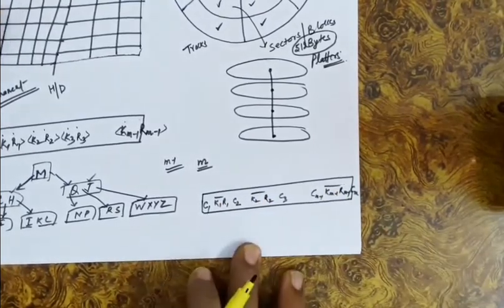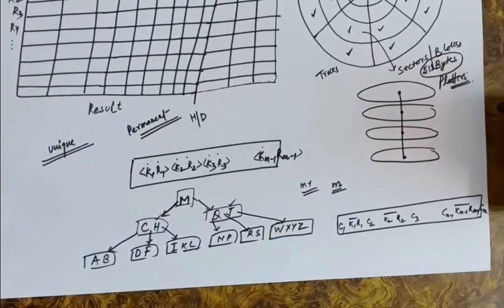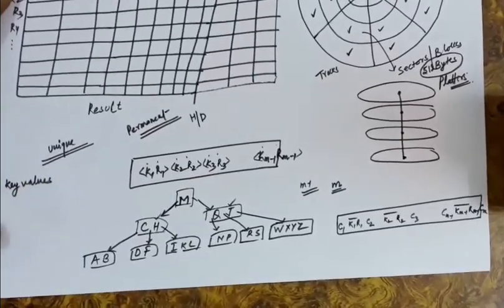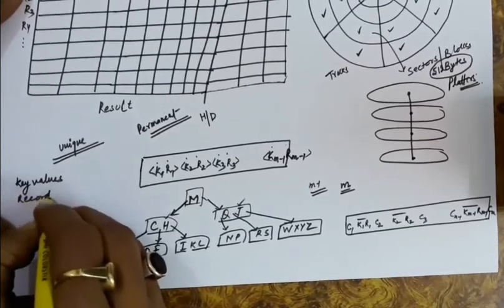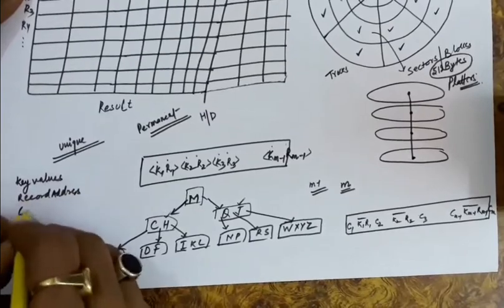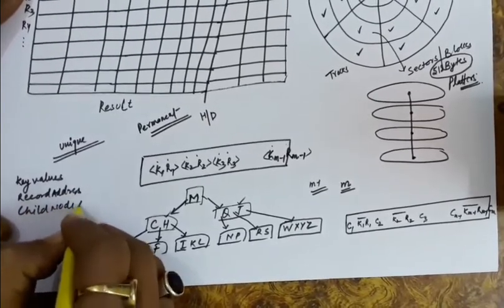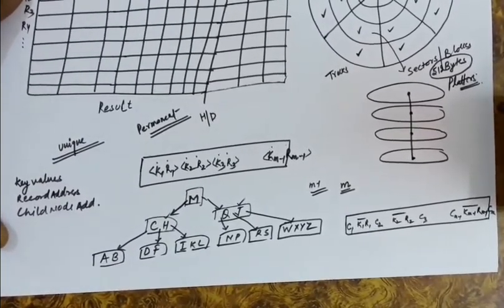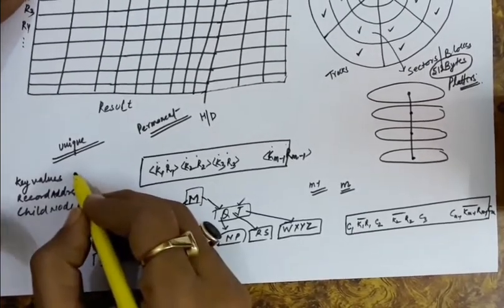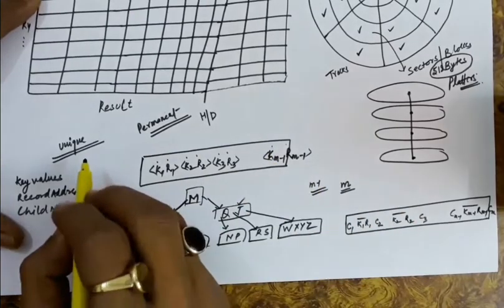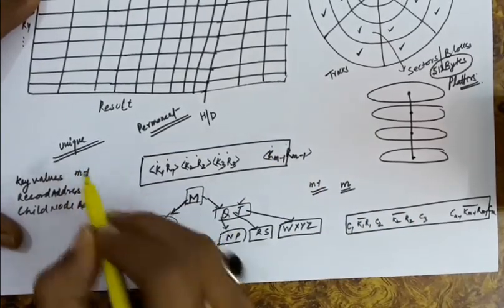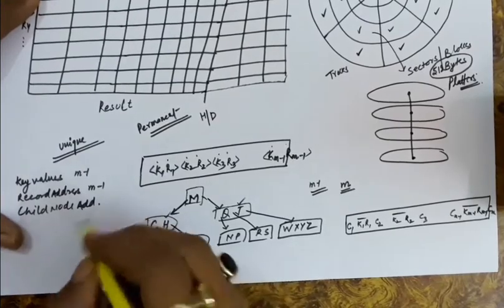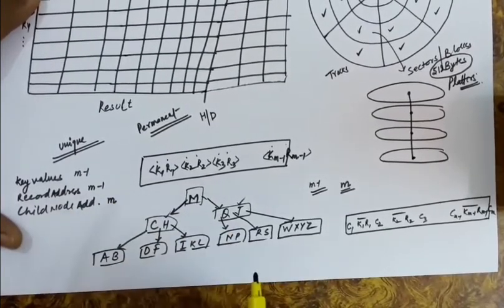So what are the contents of BTree nodes? The contents are the key values, obviously, then the record addresses, and then the child node addresses. These are the contents of every node. How many key values? If the order of the BTree node is m, at maximum I can store m-1 key values, and m-1 record addresses. Child node addresses: if I have m-1 keys, m child node addresses.